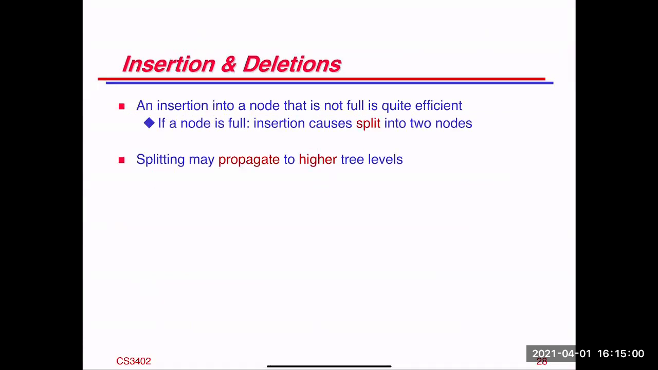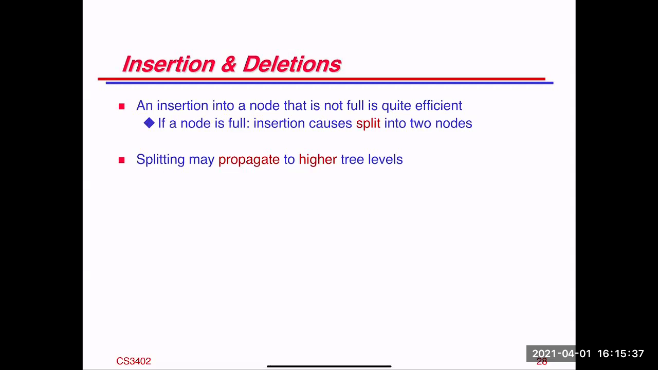Okay, so coming back to insertions and deletions. If a node is not full and I want to insert the data record or an index record into that node, then that is quite efficient, right? Because I can just add that entry and I'm done. So I just need to find that corresponding node. I start at the root, I search through the tree, I find that node where I want to insert the entry, and that's it. But if a node is full, then insertion may cause a split into two nodes.